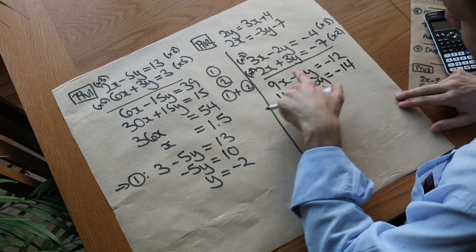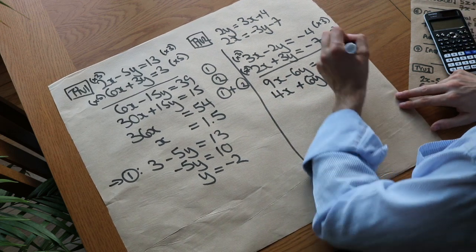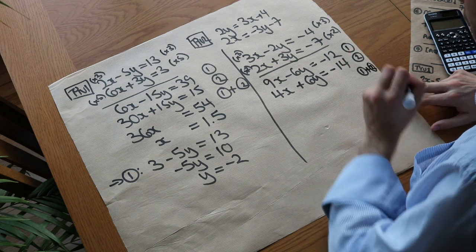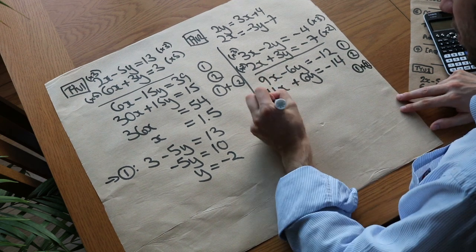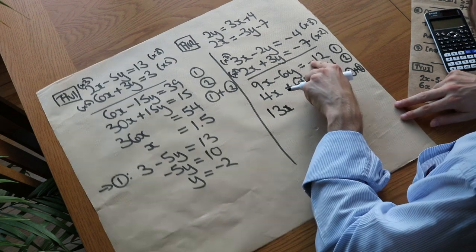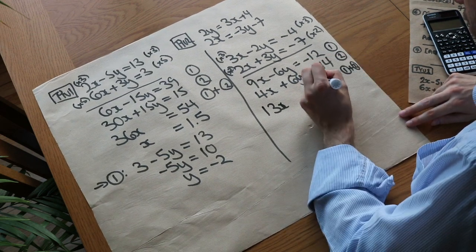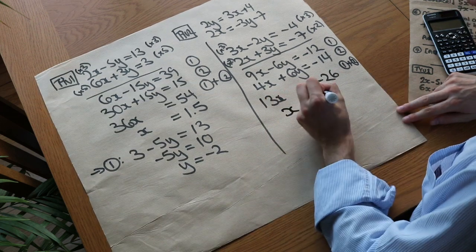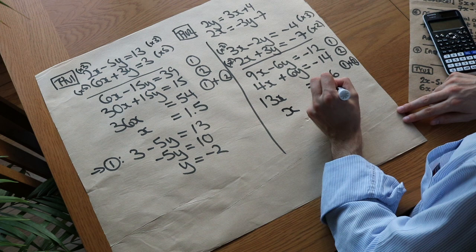Now, they're different signs, so we're going to add them. We're going to make that 1, that 2, and we're going to do 1 plus 2. So if we add 9x and 4x, we get 13x. That plus that just disappears. And minus 12 plus minus 14 is minus 26. Now, conveniently, 13 goes into 26. You divide both sides by 13. Minus 26 divided by 13 is minus 2.